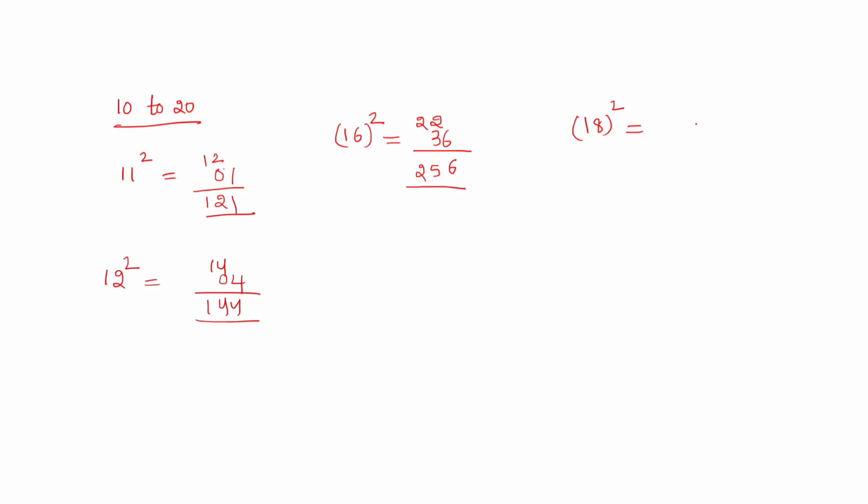So 8 square is 64. Whatever the units place is here, we should add that to the number. 18 plus 8 will be 26. 3 2 4. By using all these tricks, we can say the square of a number orally. Okay. It is about how to find out squares and some calculation tricks.